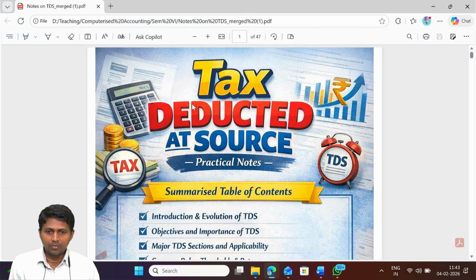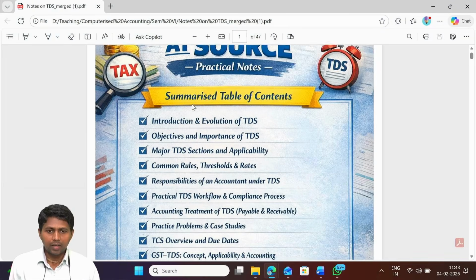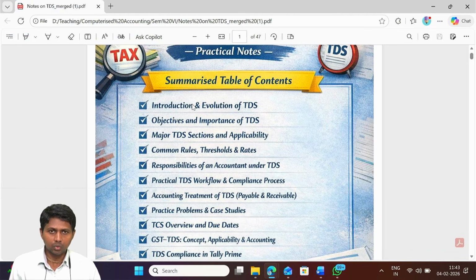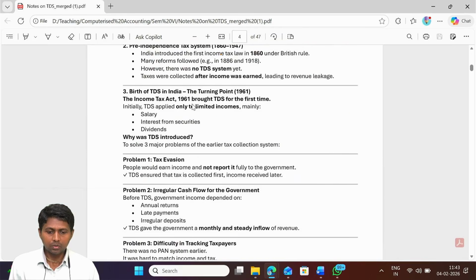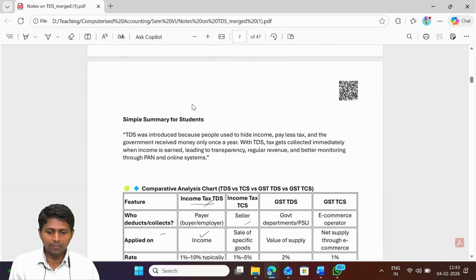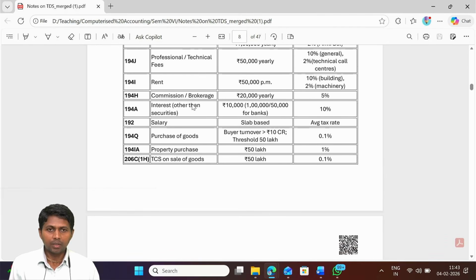You know the theory of TDS, no need to explain. Everything is given in these notes. You can definitely read to get the clarity and to solve the assignment correctly. If you study these notes, then definitely without having any problem, you can solve the assignment and you'll get full marks in the open book test as well.